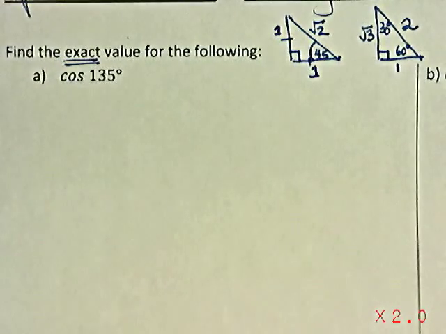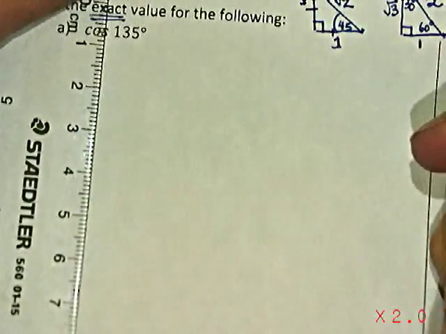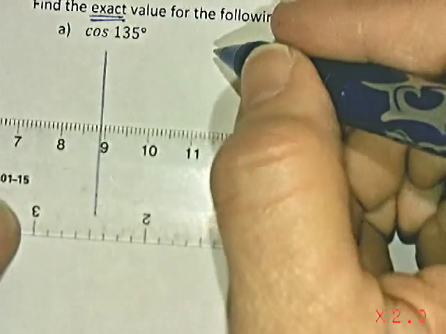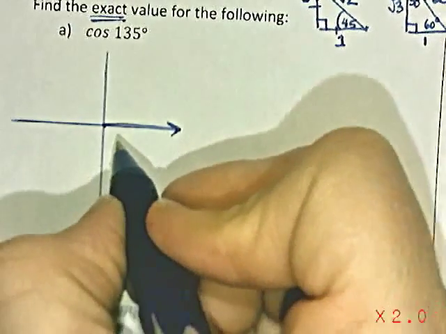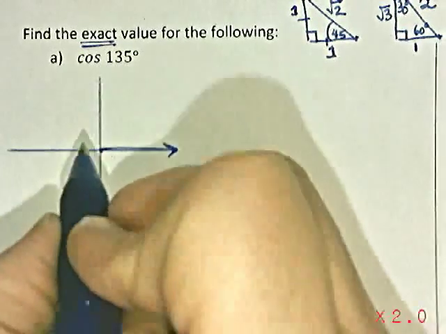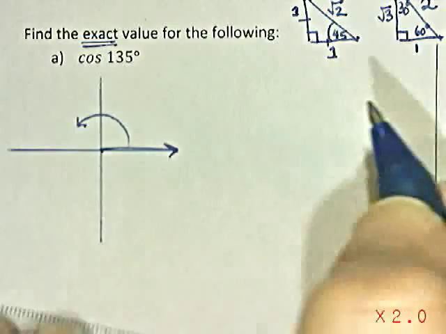So let's find the cosine ratio, or the cosine value, the exact value for 135 degrees. First thing we need to do is draw it in standard position. Step 1, draw it in standard position and find the reference angle. So we have our initial arm on the x-axis, and we'll swing 135 degrees past the 90 into my second quadrant.